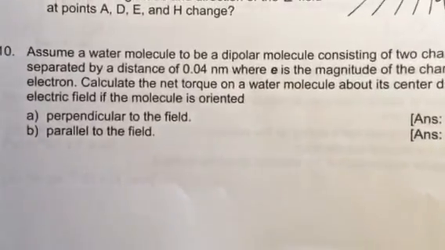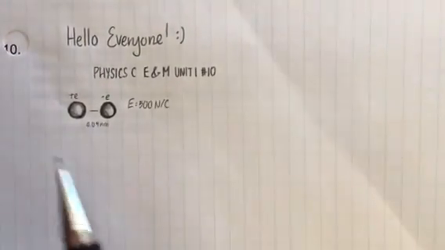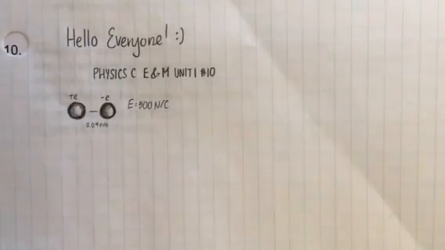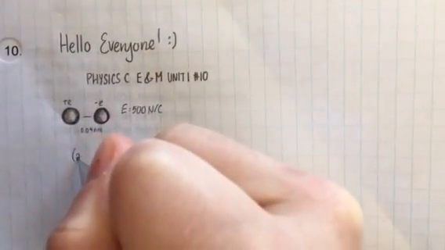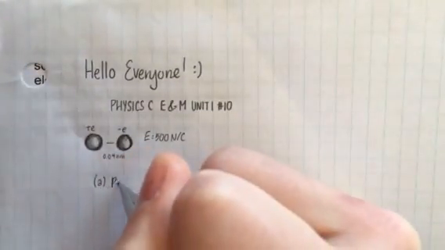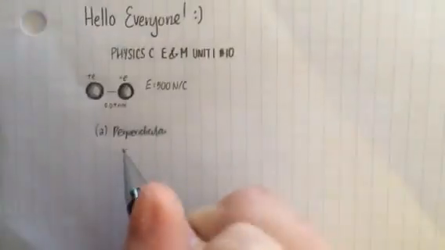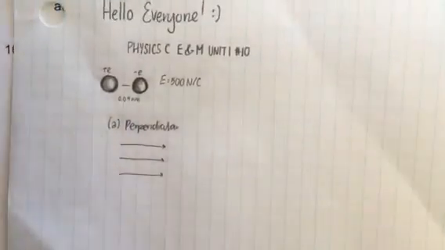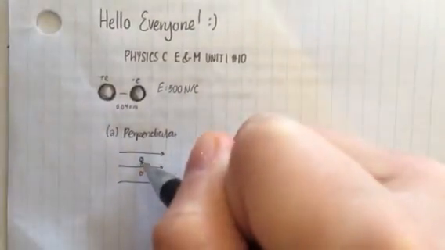Alright, so the first thing I'm going to do is draw myself a picture. As you can see, we have a plus e and a negative e charged particle with 0.04 nanometers in between them, and the electric field is 500 newtons per Coulomb. Part A asks us to find the net torque if it's perpendicular to the field. So if the field is going this way, then our particles will be here and here because they are perpendicular. Does that make sense?